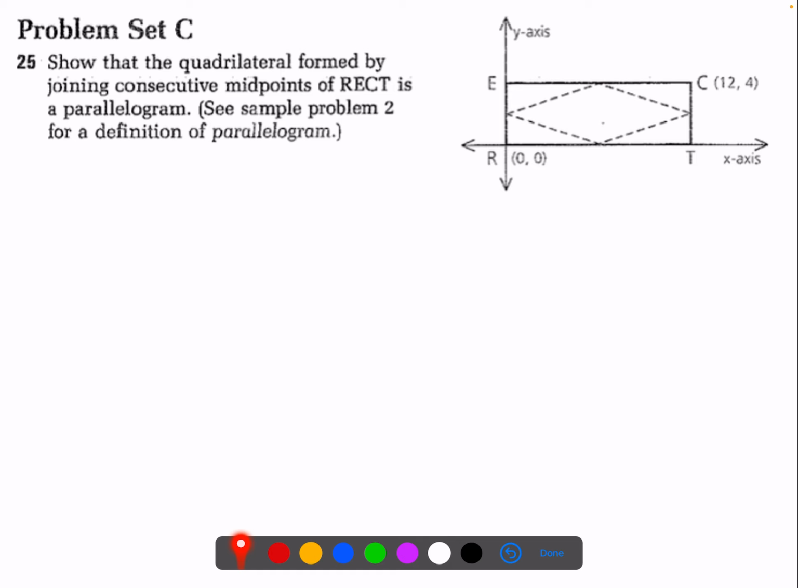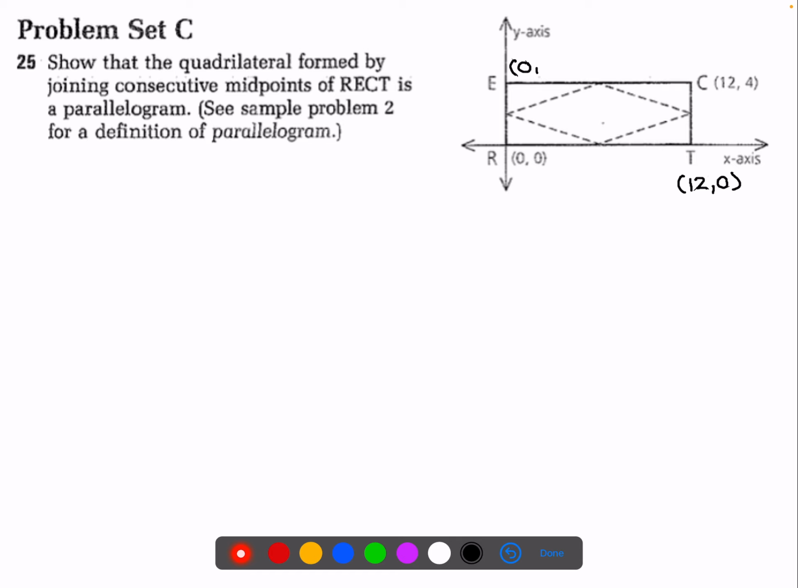Now I have point R at 0, 0 and point C at 12, 4. Now if this is a rectangle, which it's telling me it is, then these should be straight lines here, and they should go right along with our grid. So point T should be the point 12, 0.